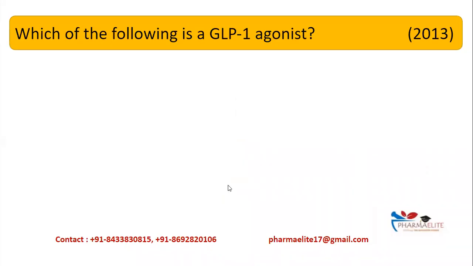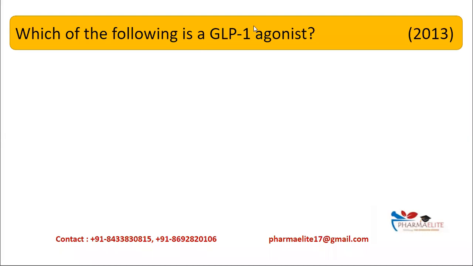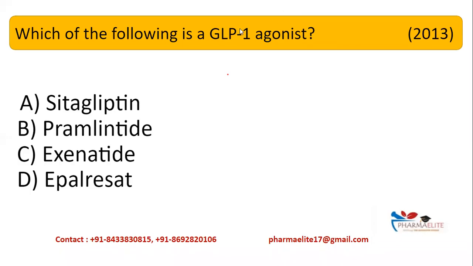Now this was a question that came in GPAT 2013. The question was, which of the following is a GLP-1 agonist? Very simple question, and the options were sitagliptin, pramlintide, exenatide or orlistat.